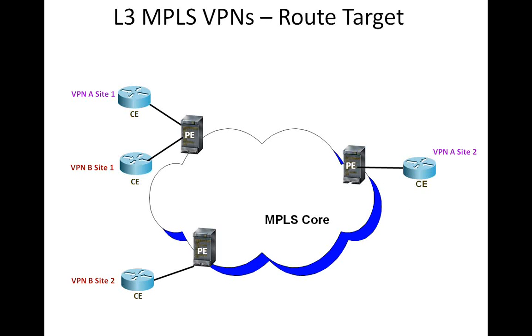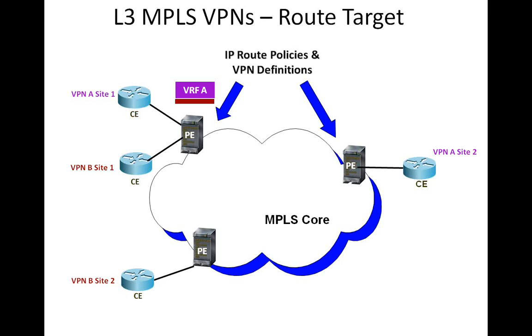Now let us see an example of how route targets can be used. Now let's look at the slide here. On the top we have a PE router which is providing service to two different VPNs, VPN A and VPN B, and they have their corresponding remote sites. The VPN B site 2 is all the way at the bottom, and the VPN A site 2 is all the way to the right. Now let us see how we can use the route targets to ensure that there is connectivity between the sites of VPN A and then sites of VPN B.